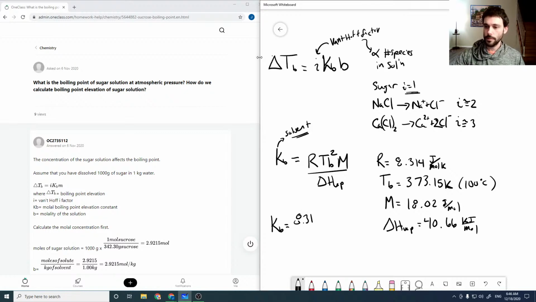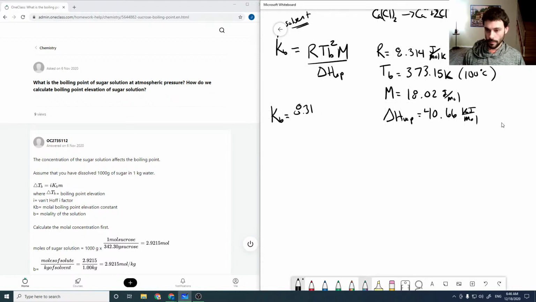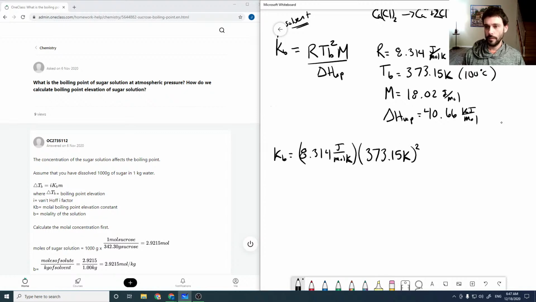So then our Kb constant for water is 8.314. In retrospect, probably should do this a little lower. So our Kb for water is 8.314 joules per mole Kelvin, times our temperature, our boiling point, times our molar mass, and then divided by our delta H vaporization.